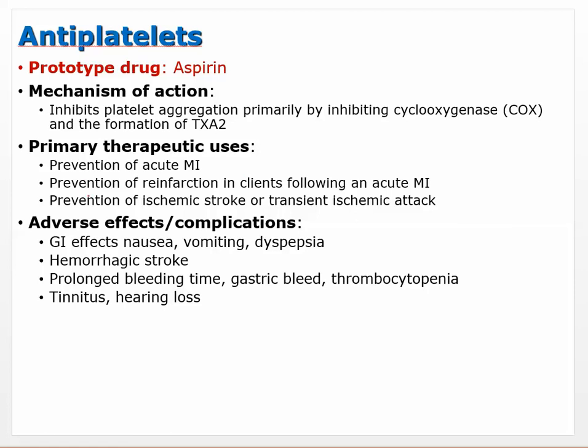So people who are at risk or might be at risk, aspirin seems to be pretty safe for that. So prevention of acute MI, prevention of reinfarction in clients following an acute MI. So that means they had a heart attack, so then they'll go home and they'll be taking aspirin from that point on. Prevention of ischemic stroke or TIA, so stroke too. So adverse effects, we're kind of familiar with some of these GI effects: nausea, vomiting, dyspepsia. Hemorrhagic stroke can happen, that's too much bleeding, prolonged bleeding time, gastric bleeding, so bleeding in the stomach, thrombocytopenia may happen, and then tinnitus and hearing loss are also associated with aspirin.